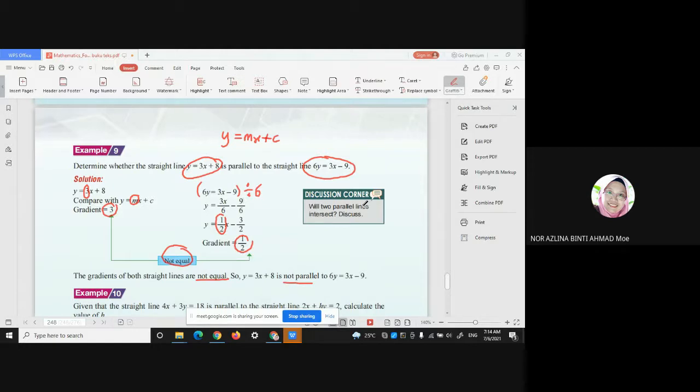Okay, look at this discussion corner. Will two parallel lines intersect? What is the answer? When two straight lines are parallel, if I extend this line, this is straight line, so you need to use ruler. When you extend the line, this line will not intersect. If you look at your ruler, the horizontal line, this is parallel line. If you extend the line of the ruler, the line will not intersect. So the answer, two parallel lines will not intersect. Remember.